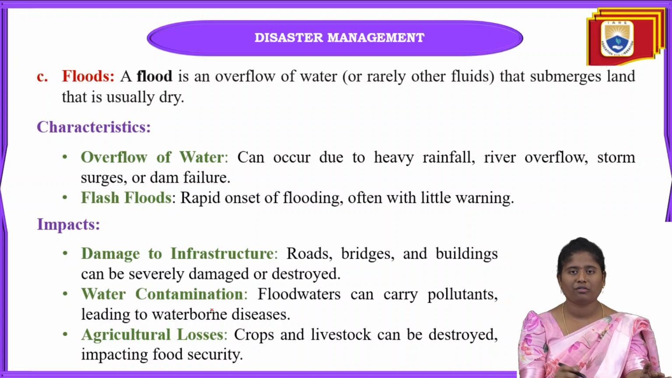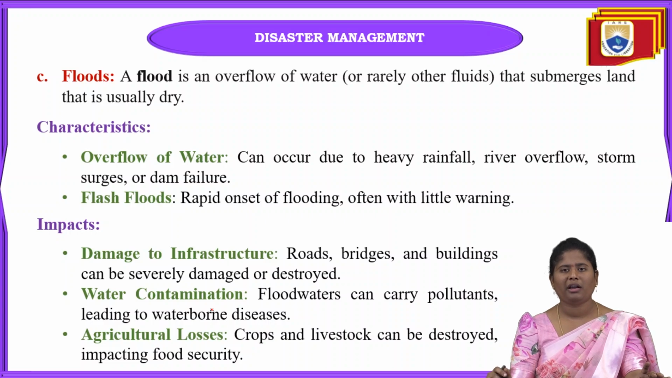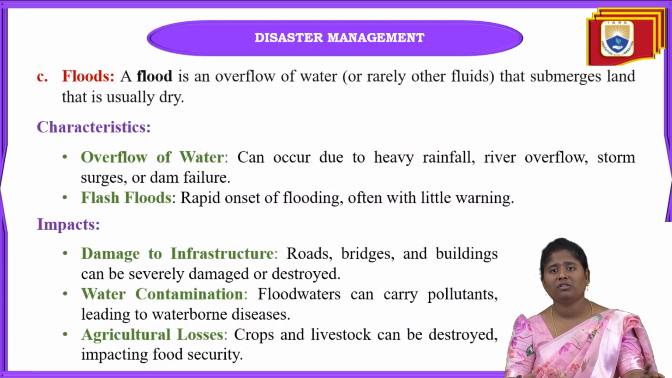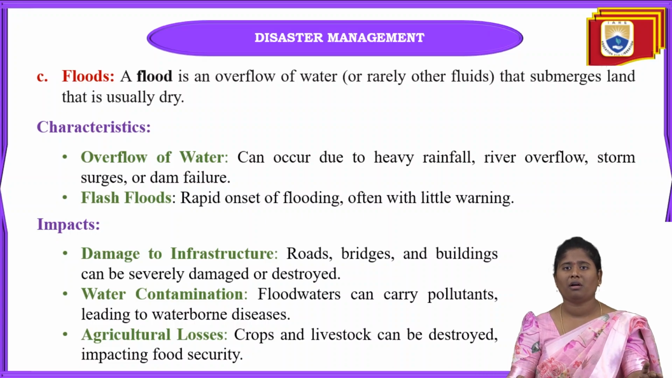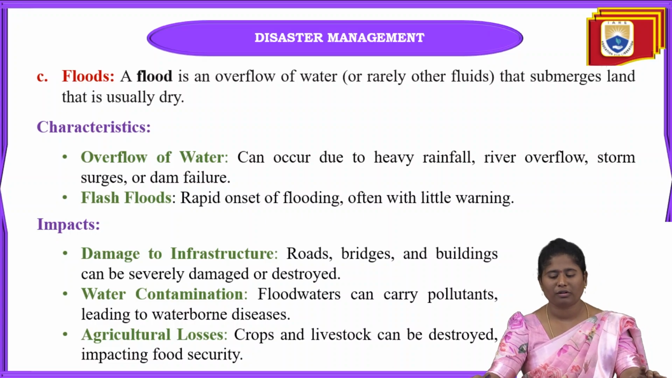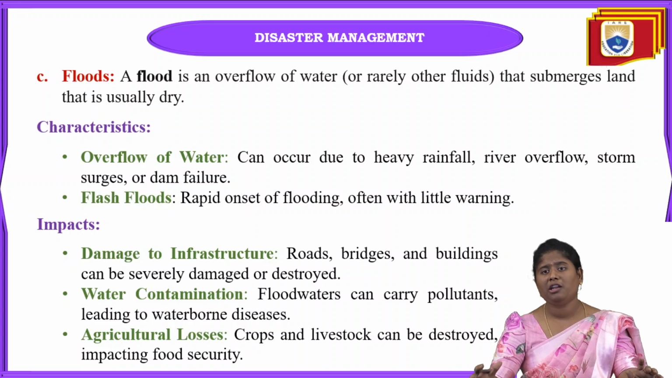Next is water contamination. Due to these floods, the water can carry some very harmful substances and pollutants, which go into the water and cause waterborne diseases like cholera and malaria. The last one is agricultural losses. When floods occur in rural areas, the overall crops and livestock can be destroyed easily.